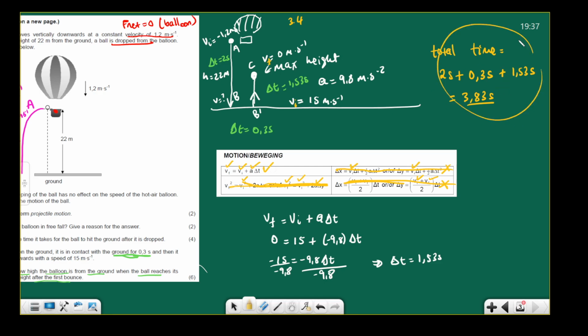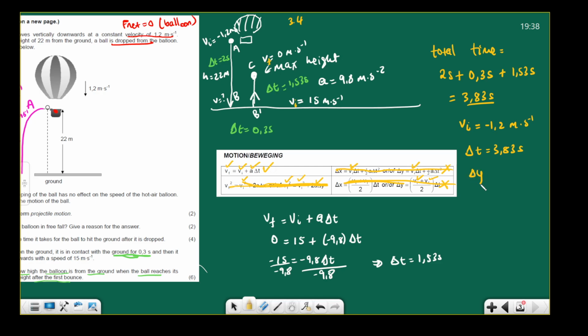Now we can use this time, right? We can use this time in the initial velocity of the balloon. Remember, the initial velocity of the balloon is how much? It is negative 1.2 meters per second, because the balloon was going down. So now we're talking about the balloon, not the ball. So we're saying the balloon's initial velocity is 1.2. The time it took is how much? It is 3.83 seconds.